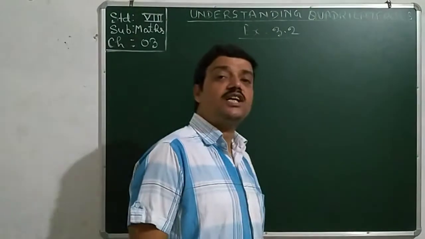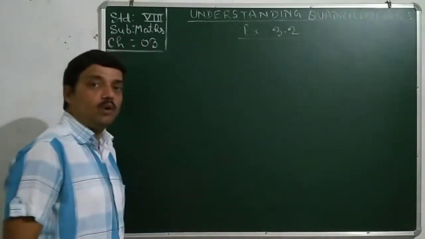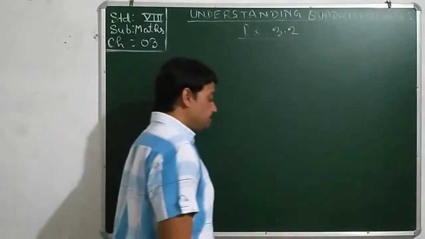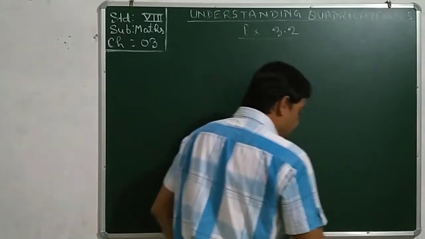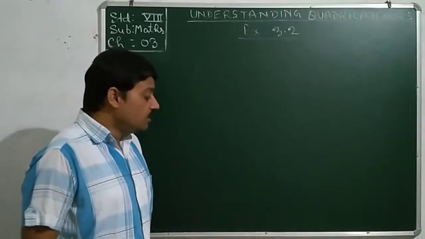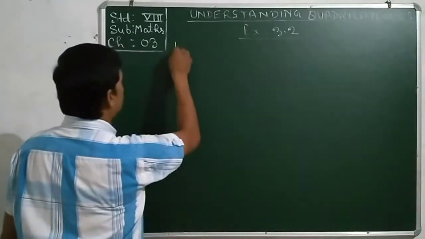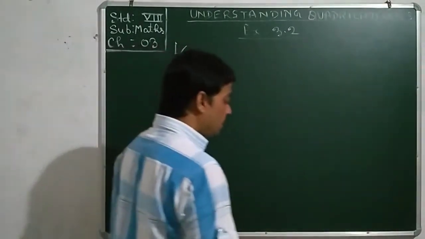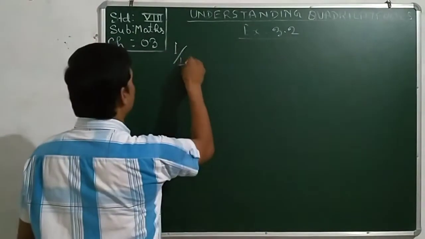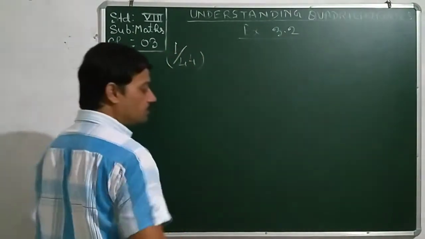Come to exercise 3.2 in your NCERT book. Look at the one number sum. In the one number sum, one triangle is given in the first part. In this book the page number is 44. It may vary in your book.